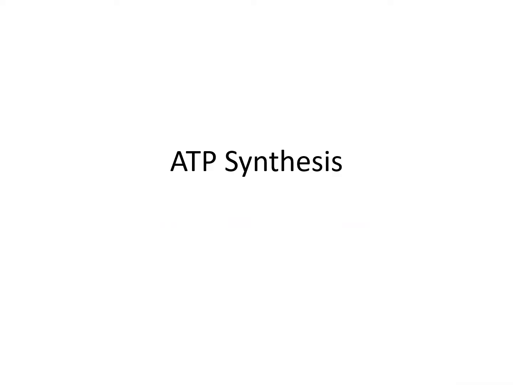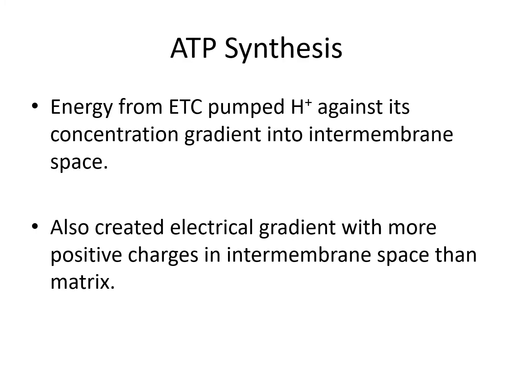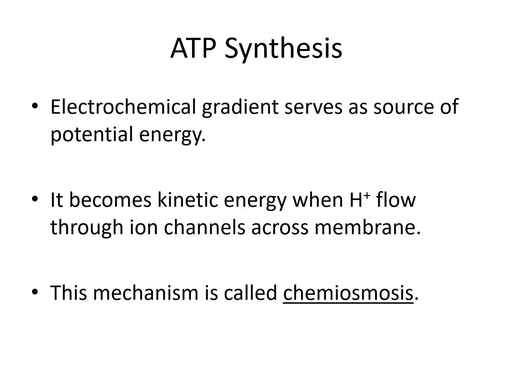So far we haven't talked about ATP synthesis yet. Well, we're getting there. Energy from the electron transport chain, remember, is pumping these hydrogen ions against their concentration gradient into the intermembrane space. So now there is a high concentration of protons in the intermembrane space that has potential energy to flow backwards. There's also an electrical gradient with more positive charges in the intermembrane space than the matrix. And again, the electrochemical gradient serves as a source of potential energy.